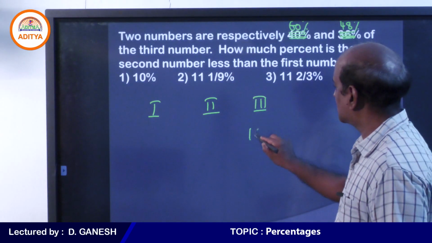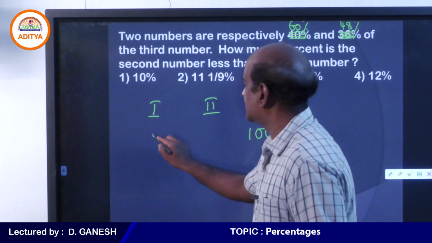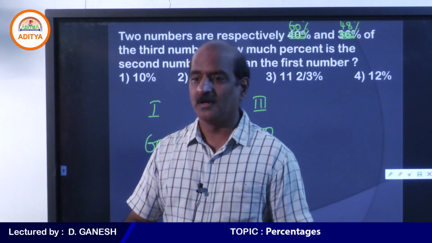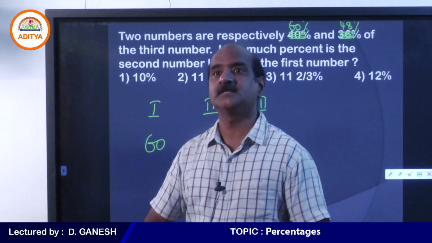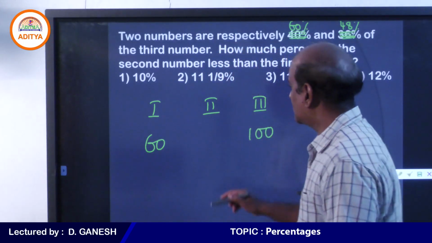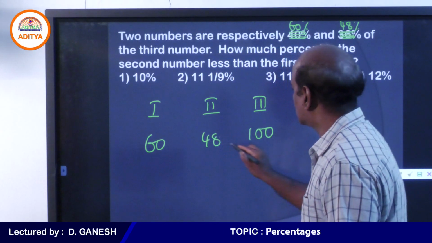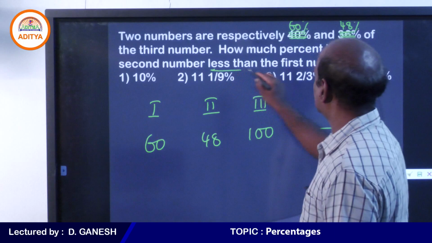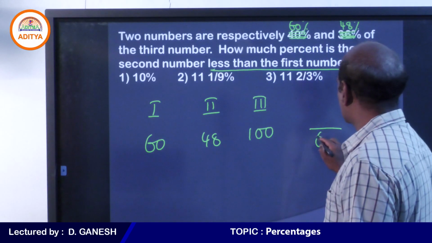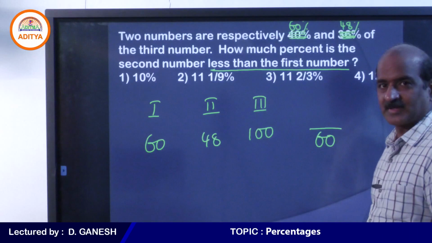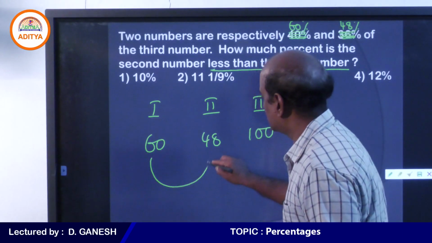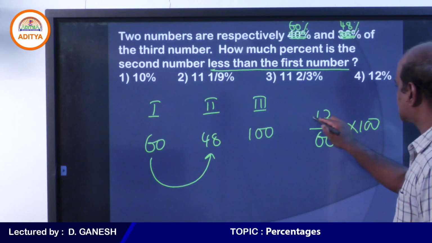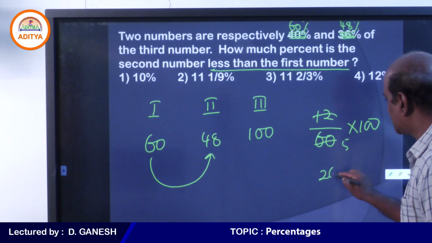So, if we take the third number as 100, the first number is 60%. That's it. It is not 60% more, neither is it 60% less. It is just 60%. And the second number is 48%. Now, the question is, how much percent is the second number less than the first number? Therefore, we have to take 60 in the denominator. So, when we compare with 60 in the denominator, the second number is 12 less. Hence, if you convert the same into percentage, your answer will be 20%.